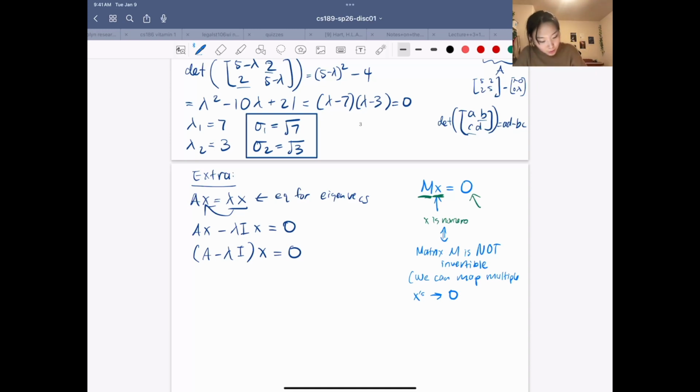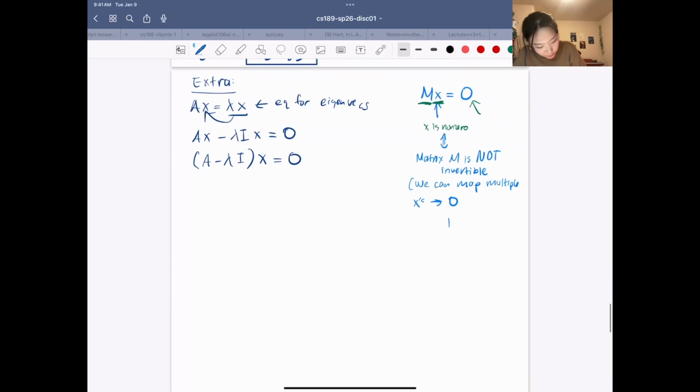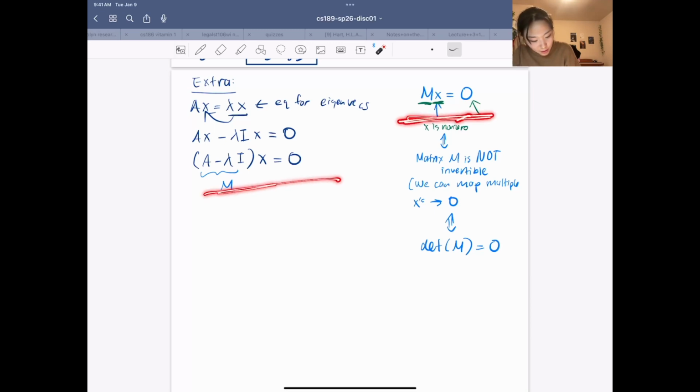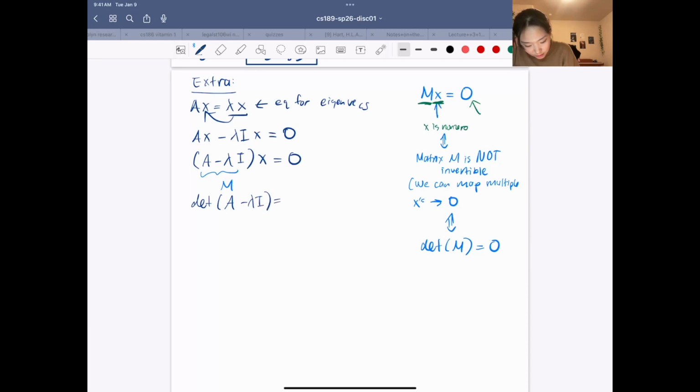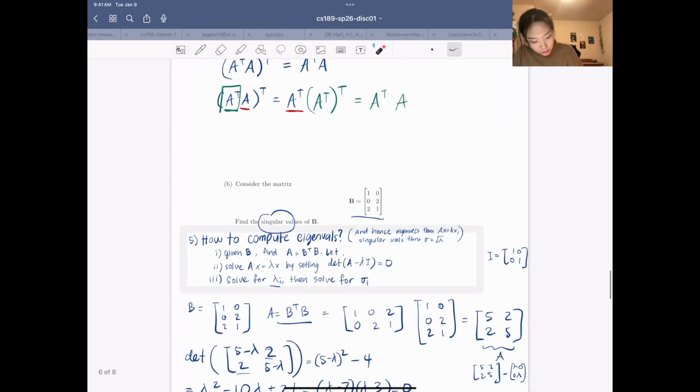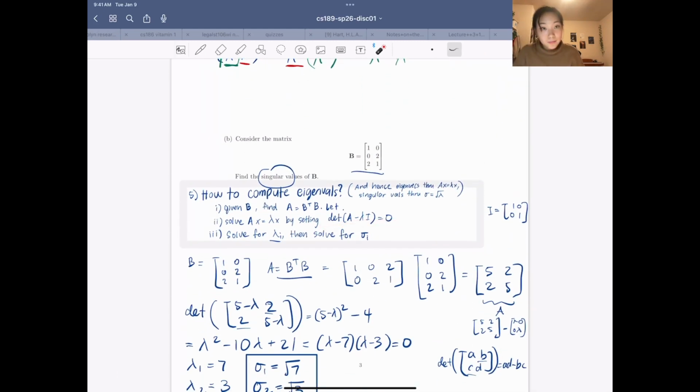If it's not invertible, well, the definition of not invertible literally means that this determinant is equal to 0. So those are equivalent. And so therefore, Mx equal to 0 is saying that the determinant of M is equal to 0 because the matrix M is not invertible. Therefore, we can write this as the determinant of A minus lambda I is equal to 0. And that's exactly what we were solving for right over here.